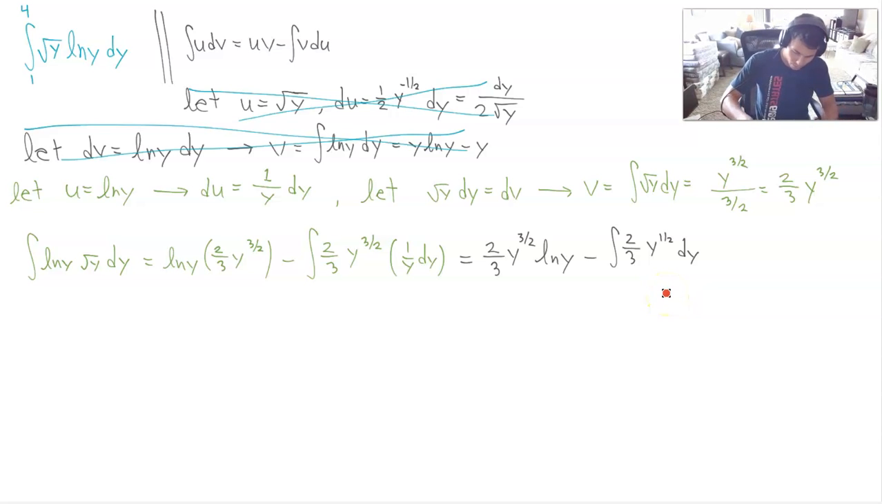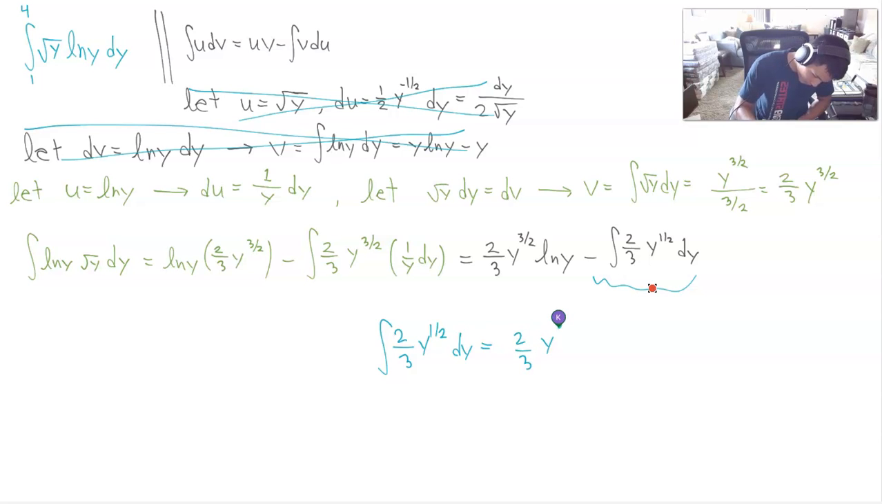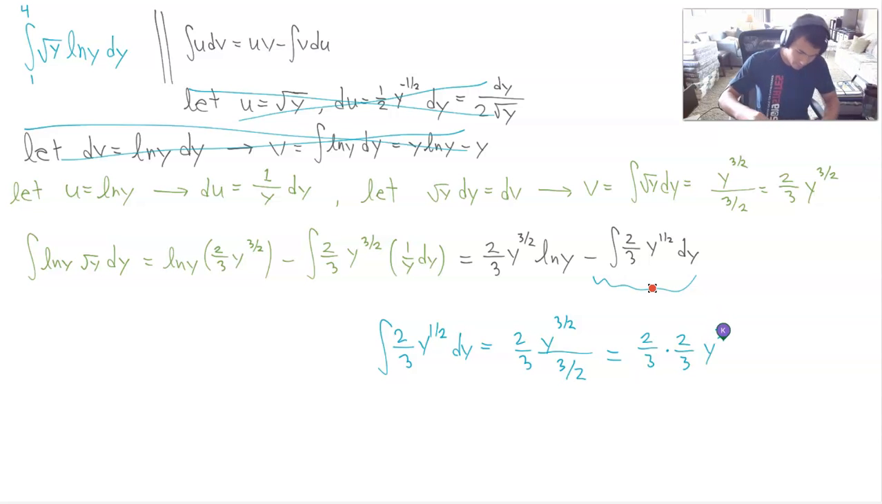And if I go in blue real quick, I just want to do this little guy right here, just this integral, not including the minus sign. What is that going to become? So 2/3 y 1/2 dy. It's going to be 2/3 times y to the 3/2 divided by 3/2, which means this is going to be 2/3 times 2/3 times y to the 3/2, which is equal to 4/9 y to the 3/2.